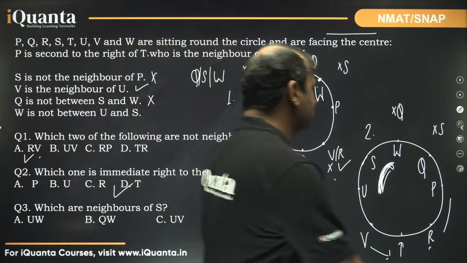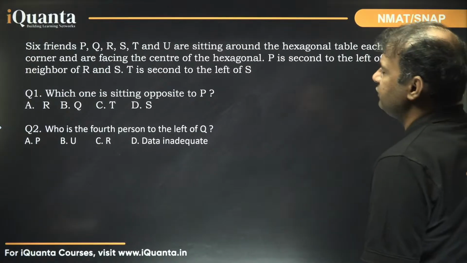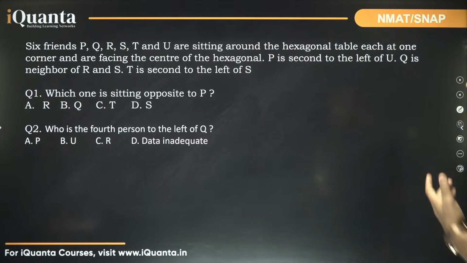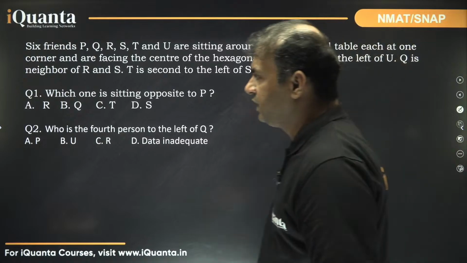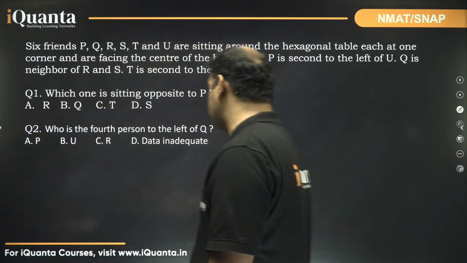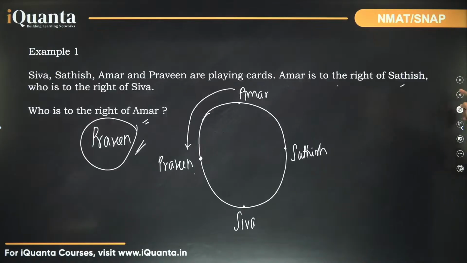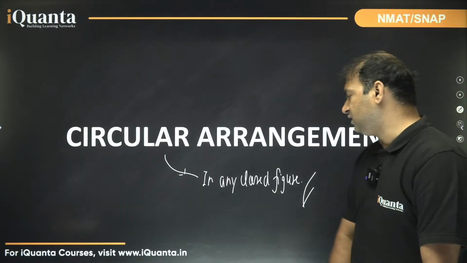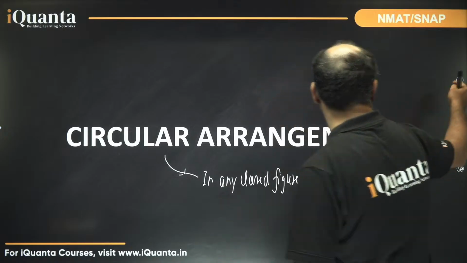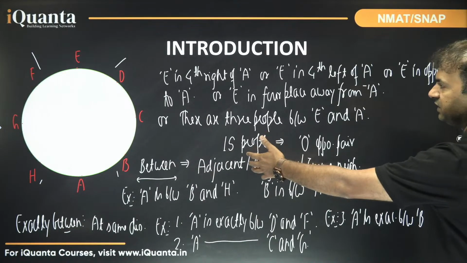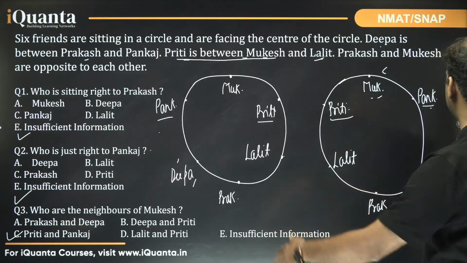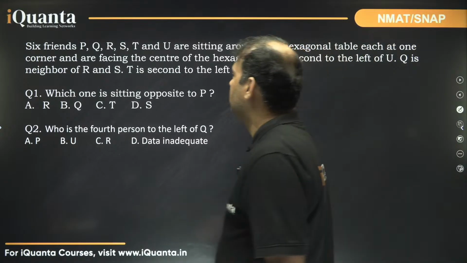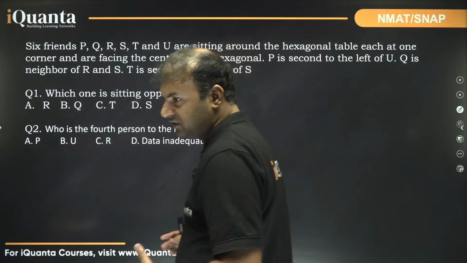Guys, let's do one more set, and then we shall finish this session, all right? This set is about the hexagon. If you remember, I told you in the very beginning that all the rules of circular arrangement will fit any closed figure, any closed geometry. All the rules which we have learned will fit all the closed figures like hexagon, octagon, square, rectangle, etc. So they will fit this particular set as well.